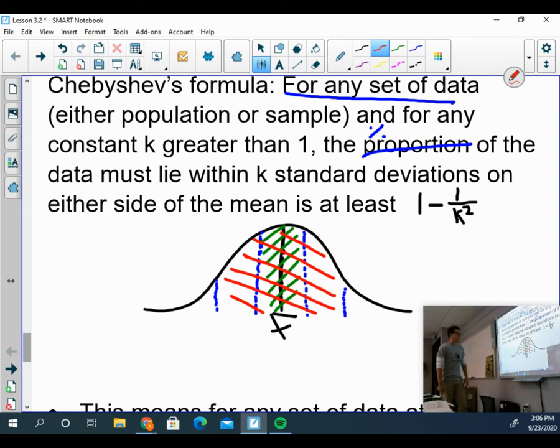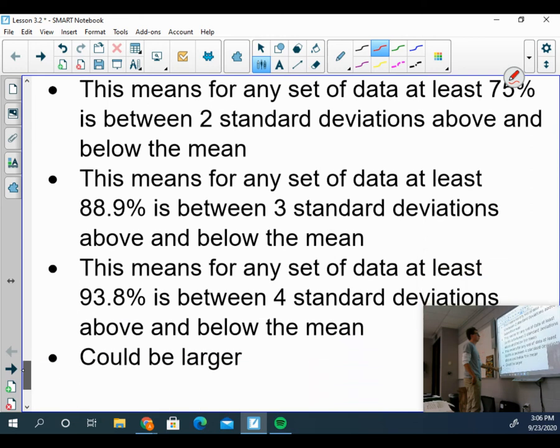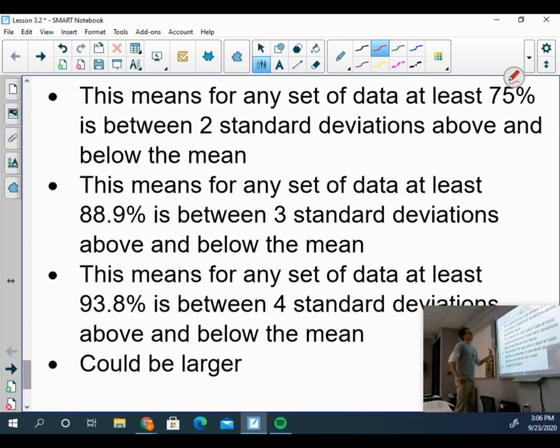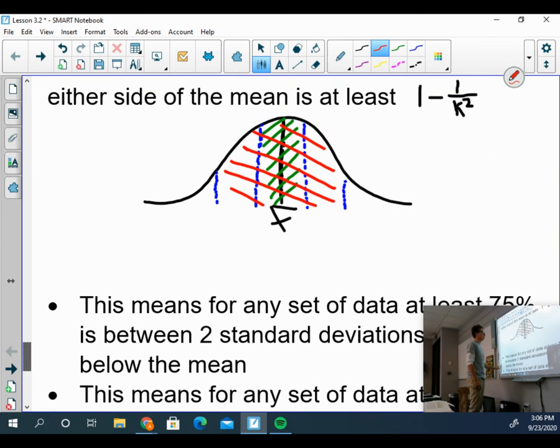So what the heck does Chebyshev's formula mean? Well, for any set of data and for any constant k greater than 1, the percent of data that has to be within k, which is just going to be a number, standard deviations on either side is at least 1 minus 1 over k squared. The best way I can talk about it is with an example. This means for any set of data, at least 75% is between two standard deviations above and below the mean.